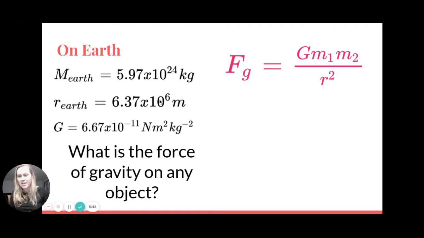Yeah, it's probably like a meter above the ground. But if we're talking about 10 to the 6 meters, does that matter? No. So let's plug these numbers in. Do it. Pause. Do it.